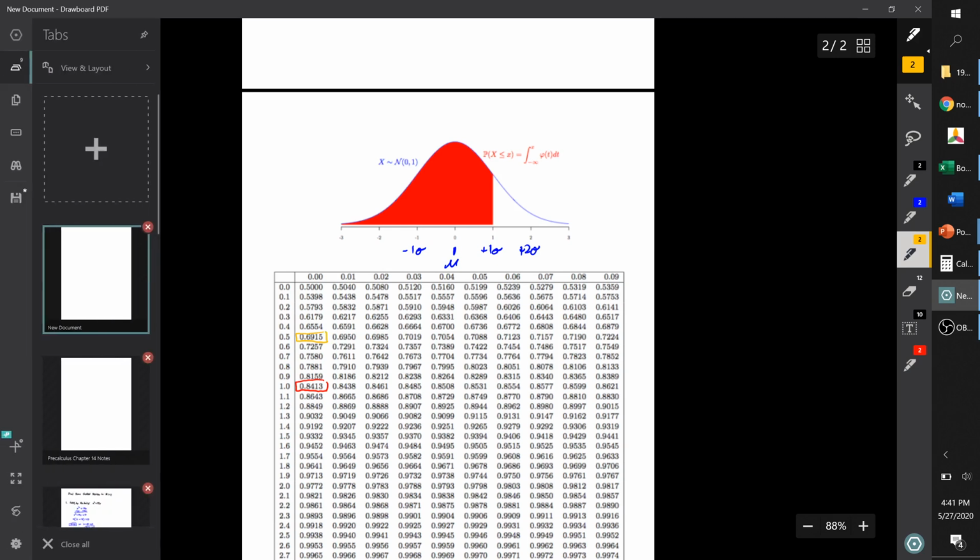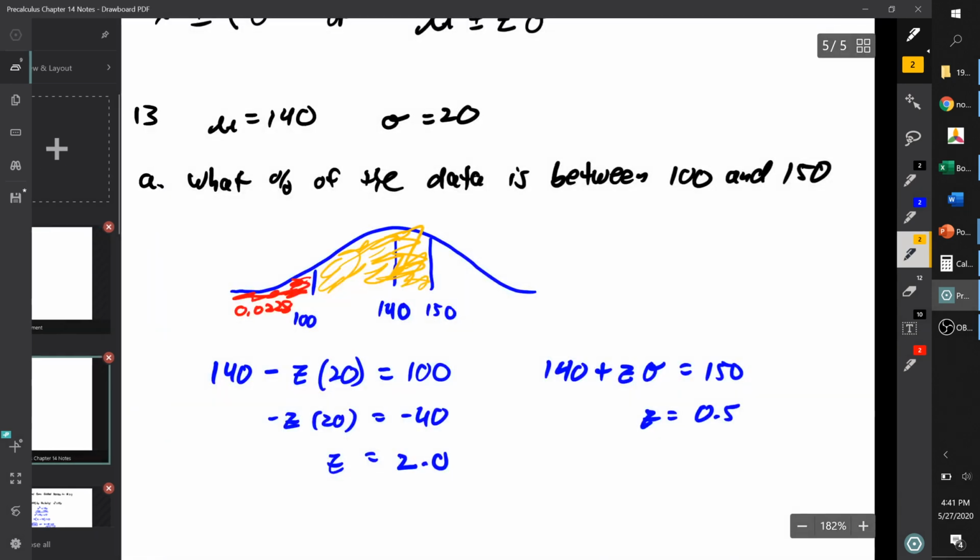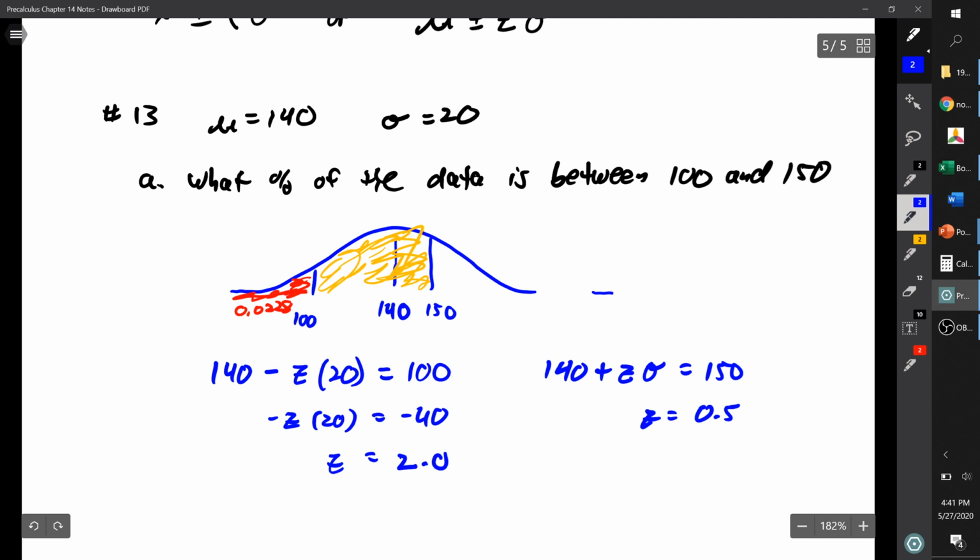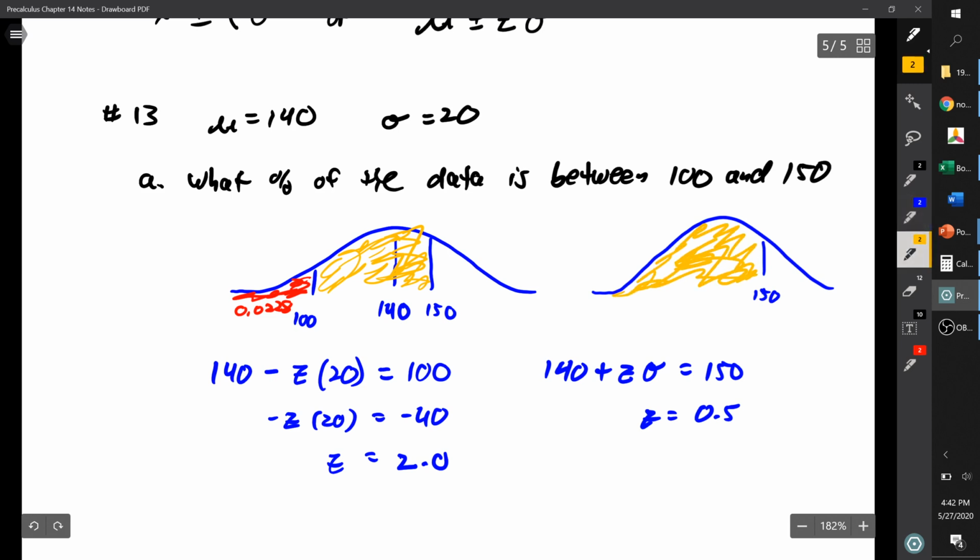I don't know if you can see those numbers. Hopefully it's not too small. 0.6915. So if I sketch a little mini version of what we have, here's 150, and 0.6915 is everything below that. So I want everything below 150, but only down to 100.